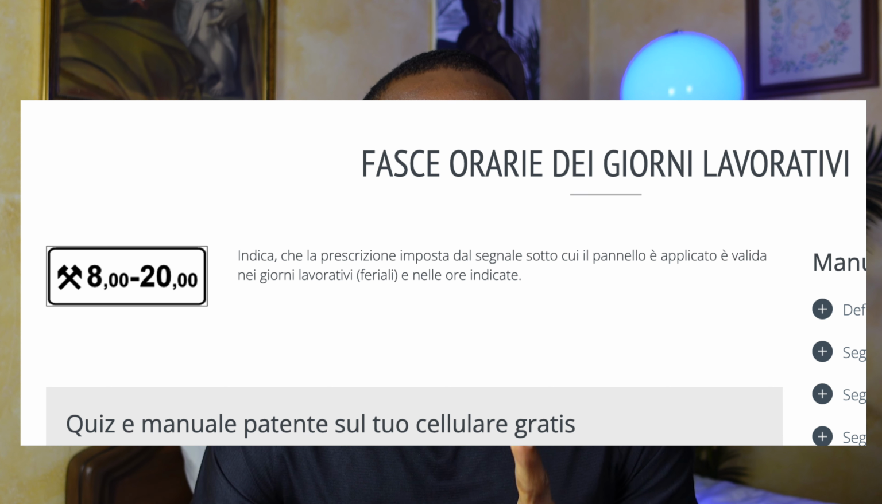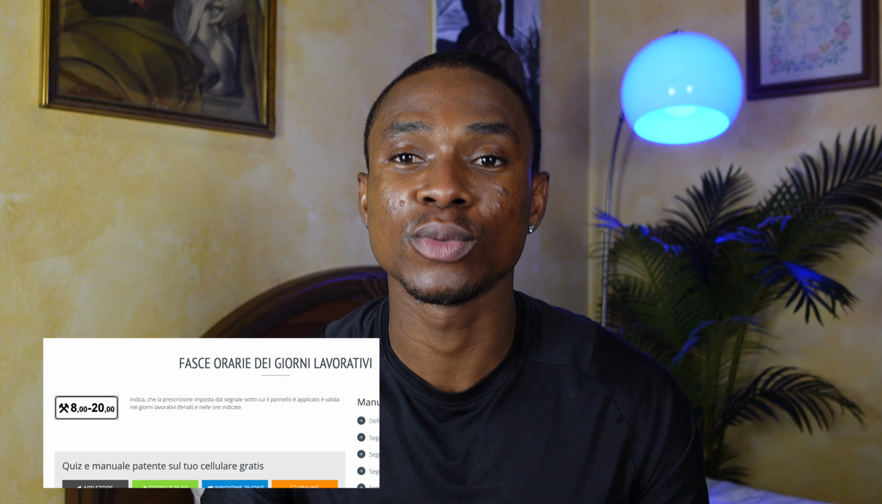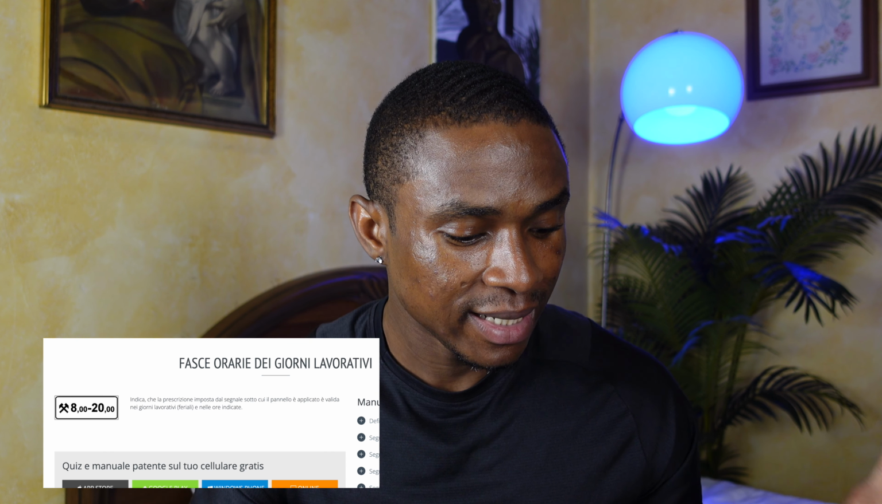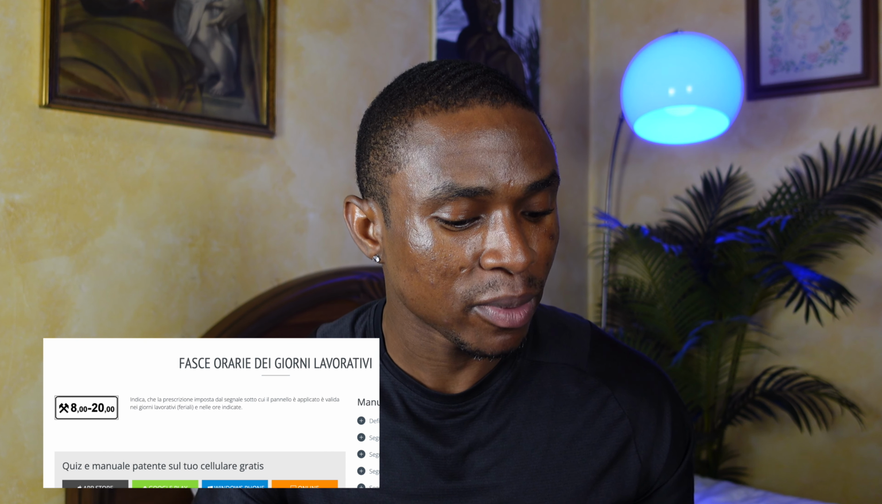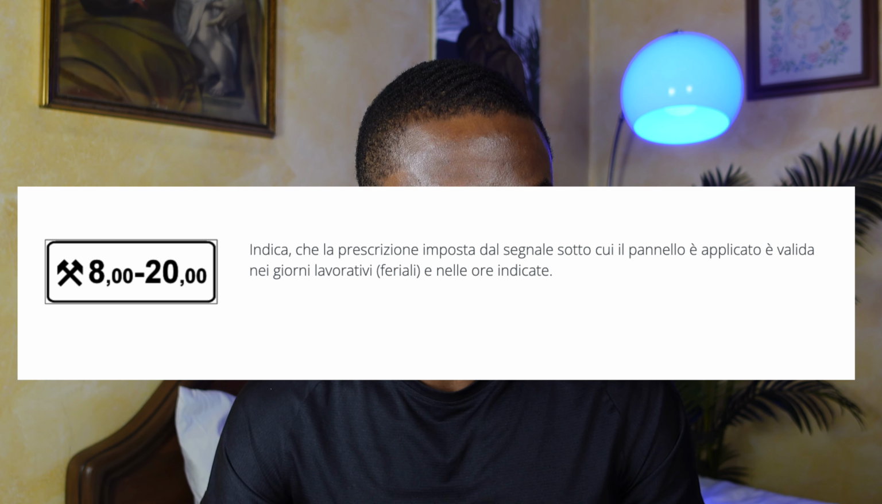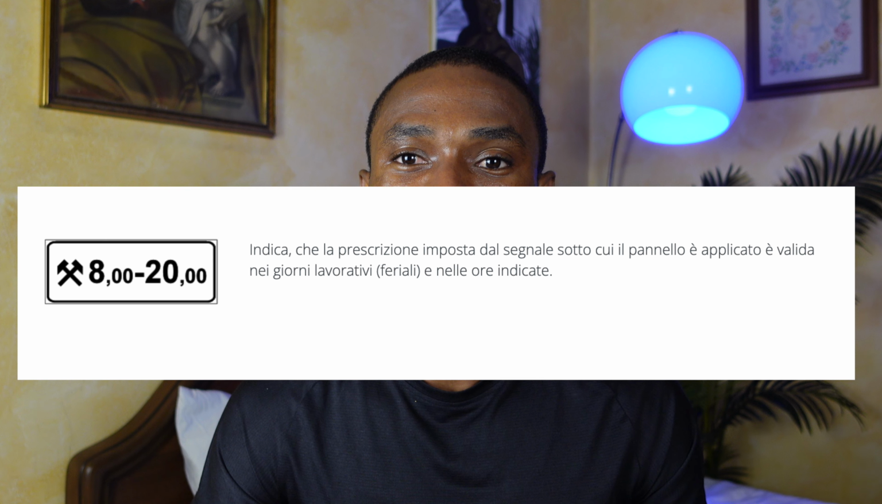Remember, the first one has a cross sign, which refers only to holiday time, while this one has the hammer sign, telling you this one is referring to the working hours time. So, indica che la prescrizione imposta del segnale sotto cui il pannello è applicato è valida nei giorni lavorativi, which means this is valid only for the working days from Monday to Friday.